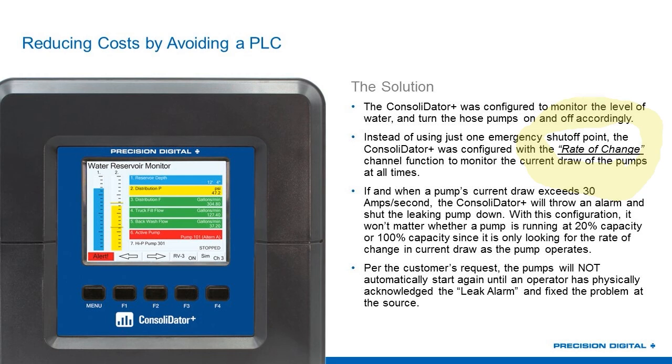So it's looking for a rate of change in that signal. And I set up an alarm so that when the pump is on, if the rate of change was 30 amps per second or more, the ConsoliDator Plus would shut the pump down. So now, whether they have a huge pump or a small pump, or a pump with a bunch of holes in it, running at 20% or 100%, they're always going to be able to know that, hey, we had some sort of issue here with the current draw.